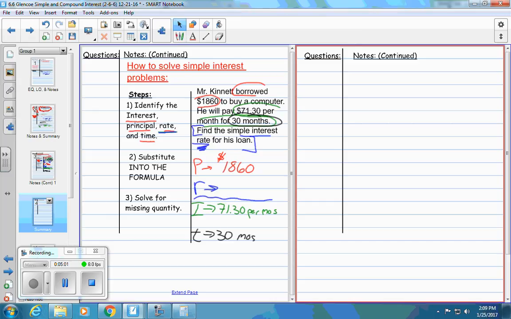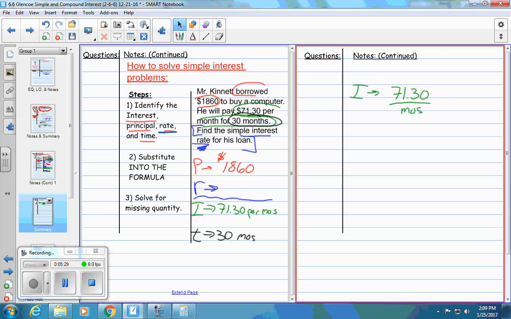The interest part is the I. And at first look, it looks like our interest is $71.30. But it turns out we're going to do $71.30 over the life of this loan, which is 30 months. So we have to find out how much interest and principal we'll be paying over these 30 months. So at first, what we're going to have to do is take our $71.30, and that's per month.